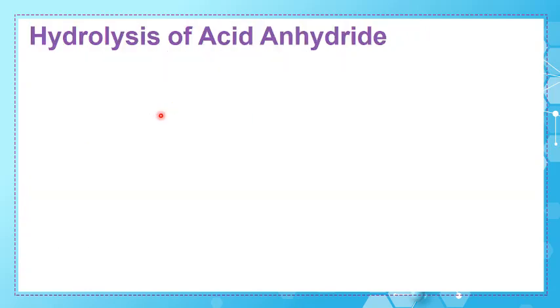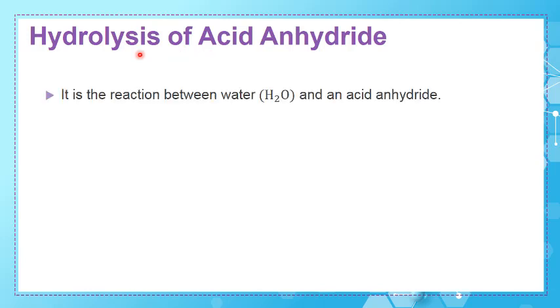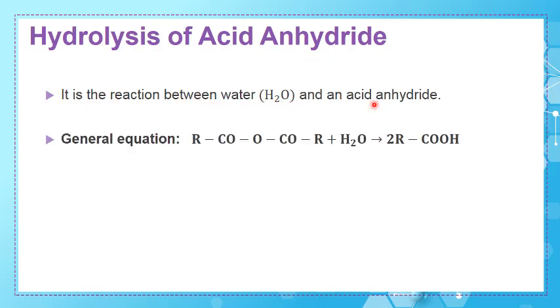Okay? Now, what about hydrolysis? You know that when I say the word hydrolysis, it means I'm talking about a reaction of decomposition using water. So hydrolysis of acid anhydride is simply the reaction between water, H2O, and acid anhydride. Here is the acid anhydride, here is the water molecule. Simply this molecule will be cut into two, giving again the two carboxylic acids that make up this acid anhydride. So this is hydrolysis.